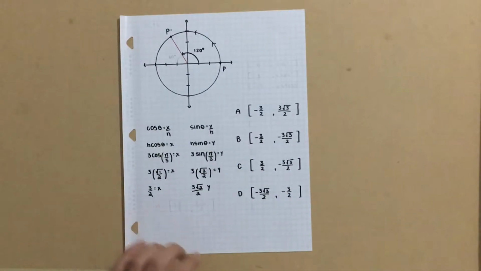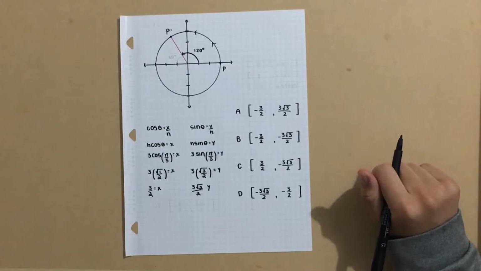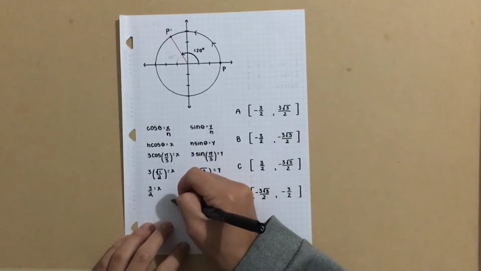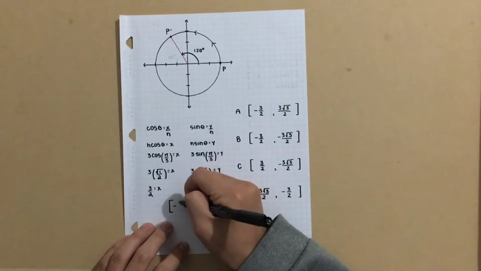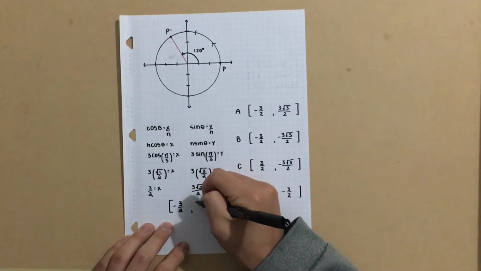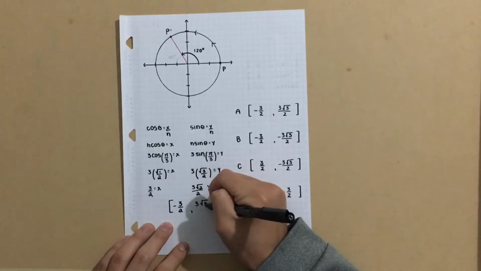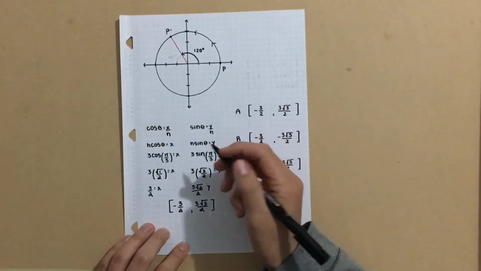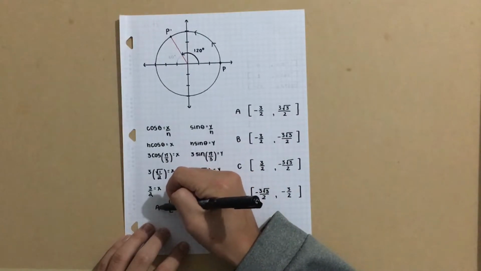Finally, we have to determine the signs for both values. P' is located in the second quadrant, where x values are negative and y values are positive. This matches answer choice A.